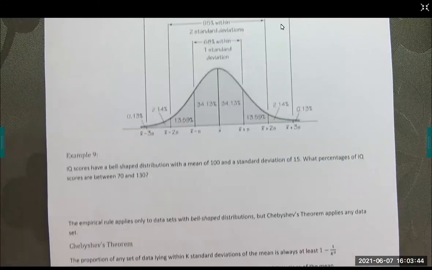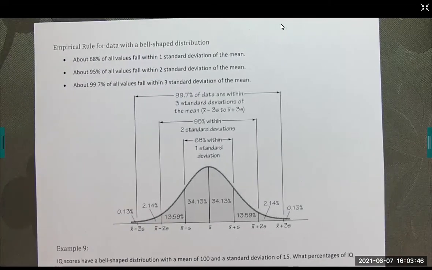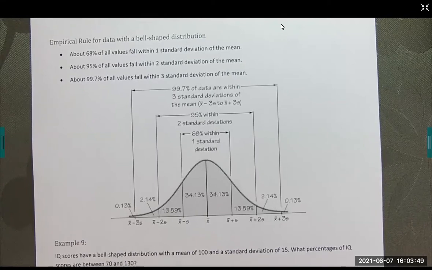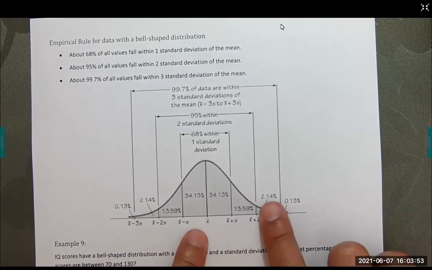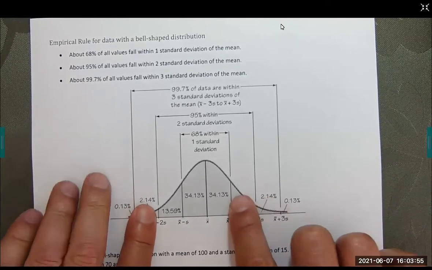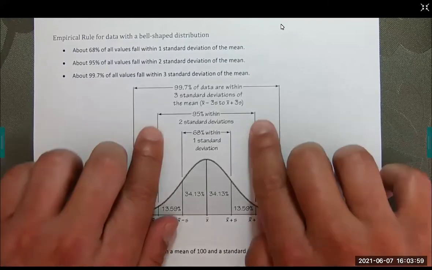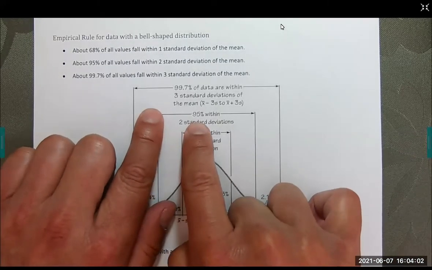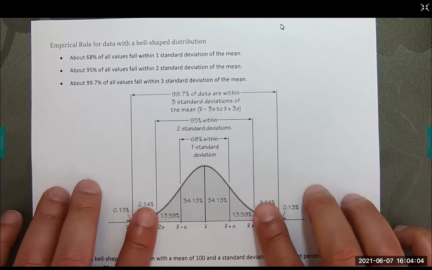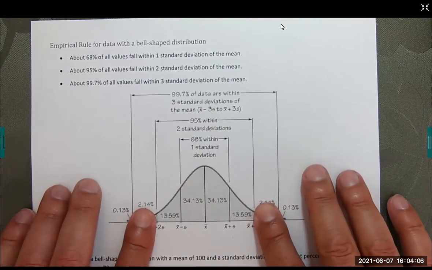And here is the empirical rule for data with a bell-shaped distribution. Now, I want to point out that if we go 2 standard deviations out, the area under this curve, which we'll talk a lot more about when we get to a different chapter, makes up 95% of all of the data is going to be within 2 standard deviations away. So that's the reason that we have 2 standard deviations.